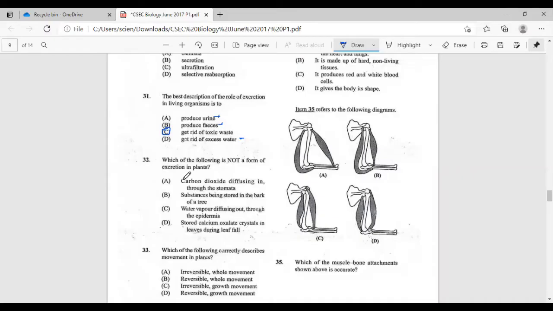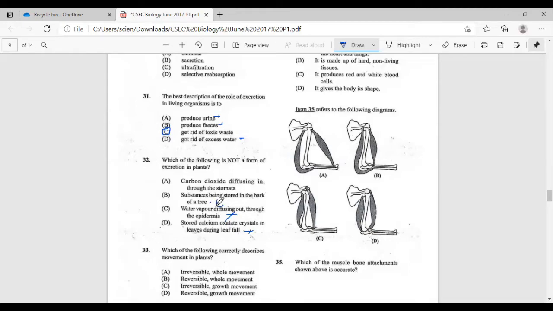So to get this answer, we can also use the process of elimination. So stored calcium oxalate crystals in leaf fall, that is a form of excretion, so that's out of it. C, water vapor diffusing out through the epidermis, that is also a form of excretion. Then B, substances being stored in the bark of the tree, that is also a form of excretion.